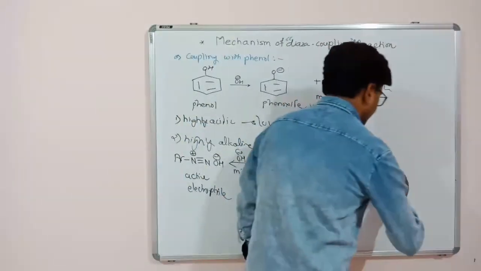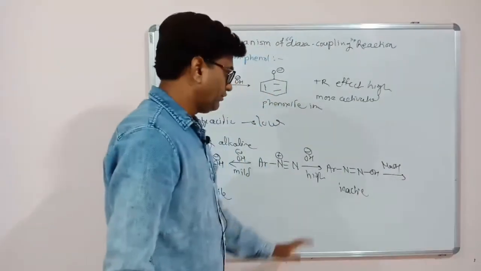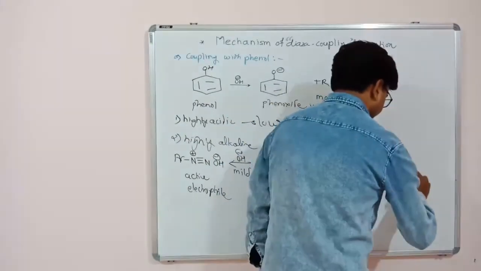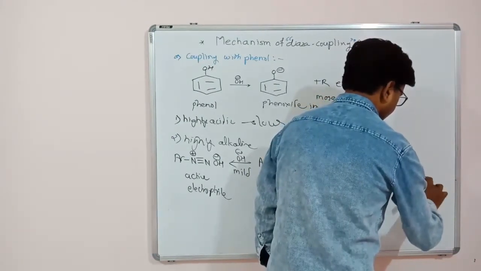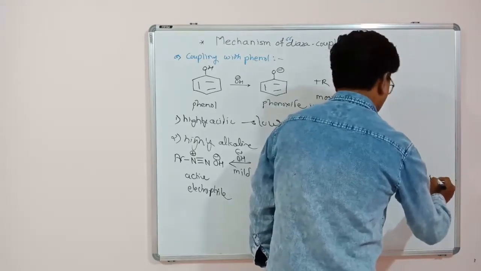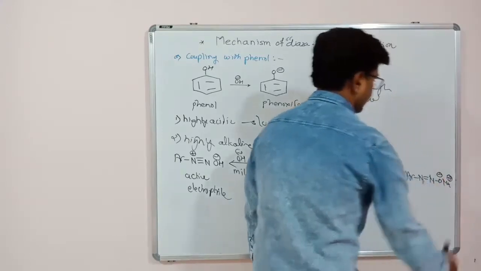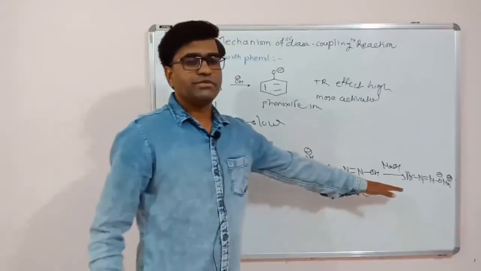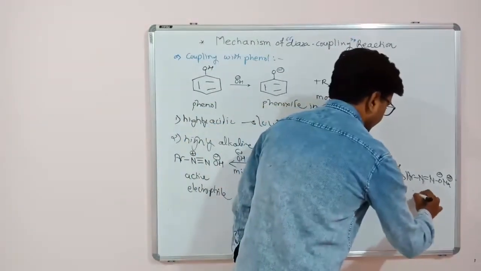If you are raising the concentration of base, like NaOH, again, then what will happen? It forms a salt, that is Ar-N double bond N-O minus Na plus, the sodium salt of our electrophile. So this is also inactive.